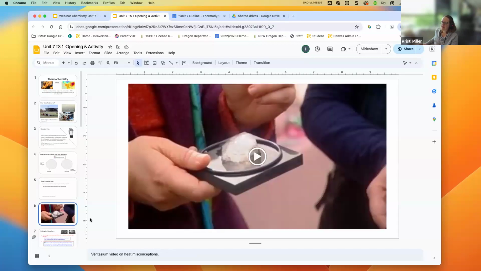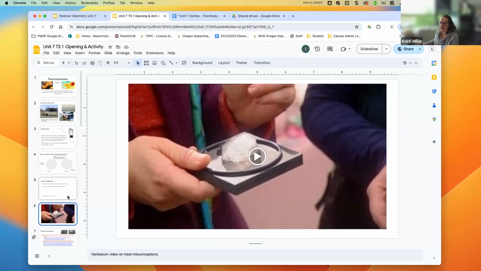And then we show this video. This is a Veritasium video where he's walking around this street fair. I don't know where he is, but he's asking people questions about, well, I'm going to put this ice cube on this metal block, and then I'm going to put another one on a plastic block. Which one do you think is going to melt faster? It's fascinating looking at people's responses and why they think that. It's a great video. It's one of my favorites.